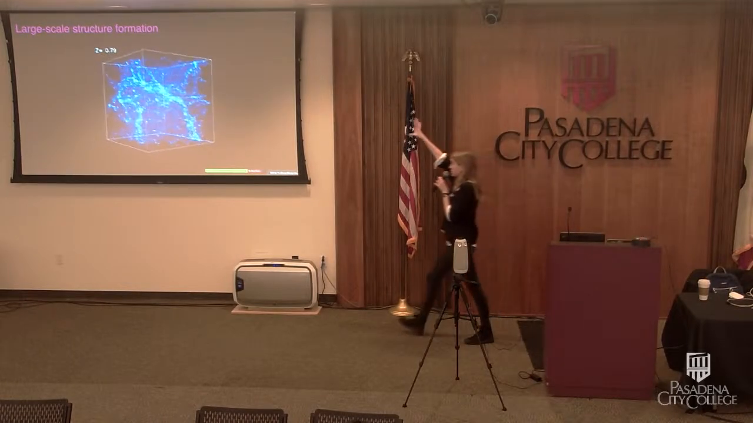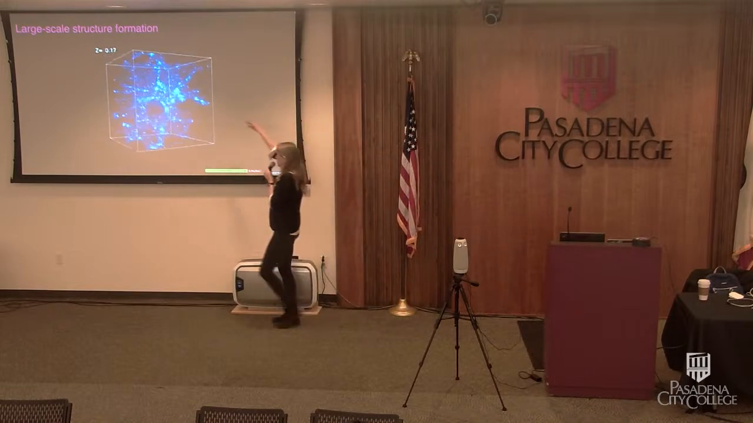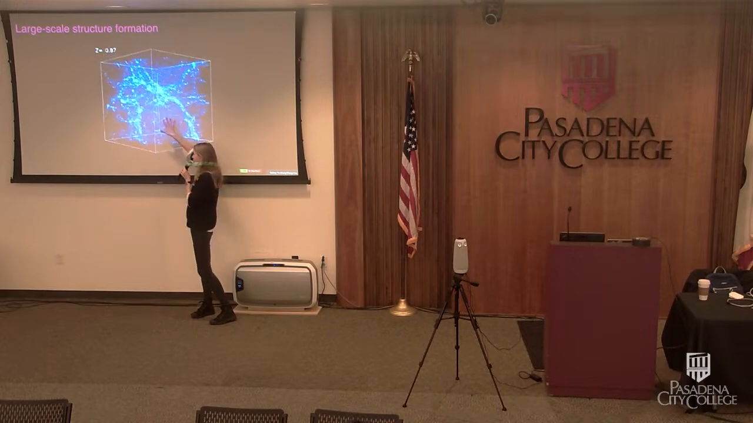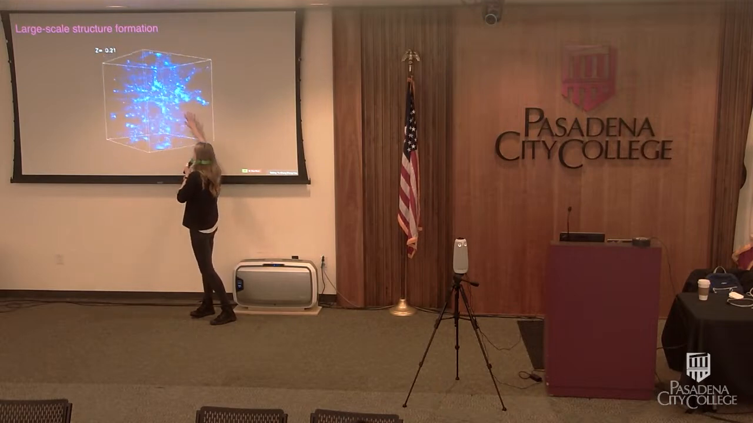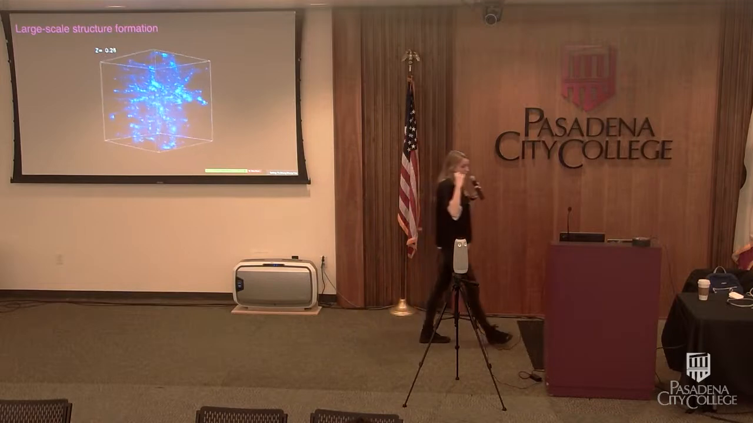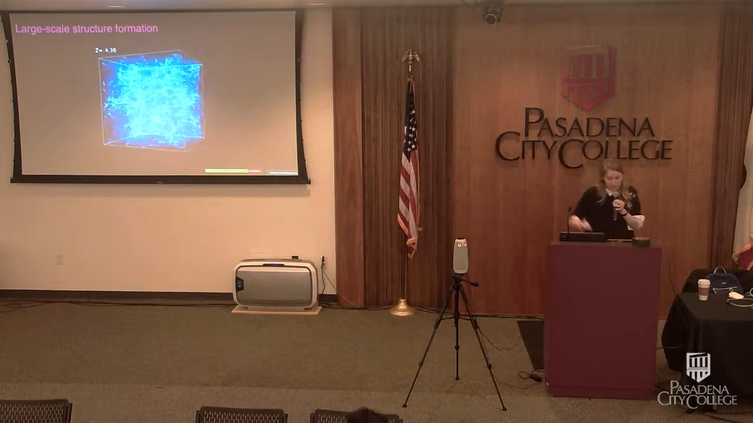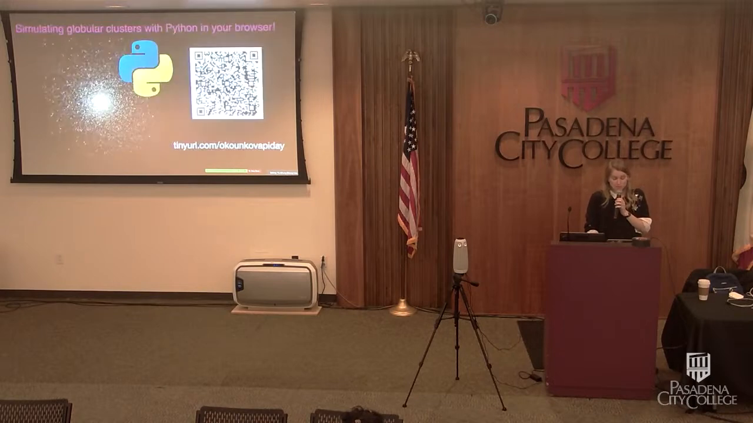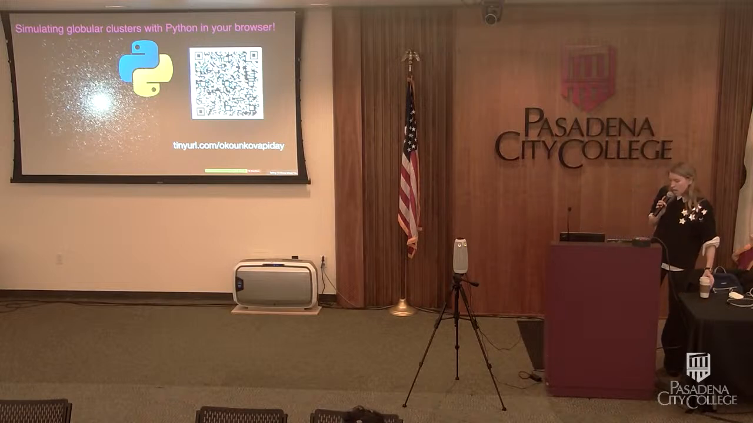So if I start with some initial configuration of dark matter and I just let the force of gravity do its thing, this is an n-body simulation, what happens then is I start to get these clustering things, and that's exactly what then is going to allow galaxies to form in those regions there. So this is also very important in cosmology, which is the study of the universe. But what we're going to do now is we're actually going to simulate globular clusters with Python in our browser.